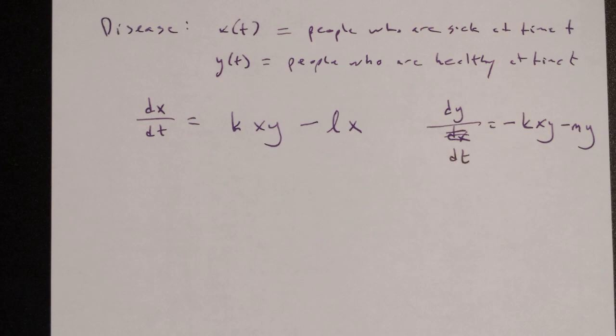And if nobody was sick to start with and everybody's healthy, I could say y of 0 is 1, and then I have an initial condition. I have an initial value problem to work on.